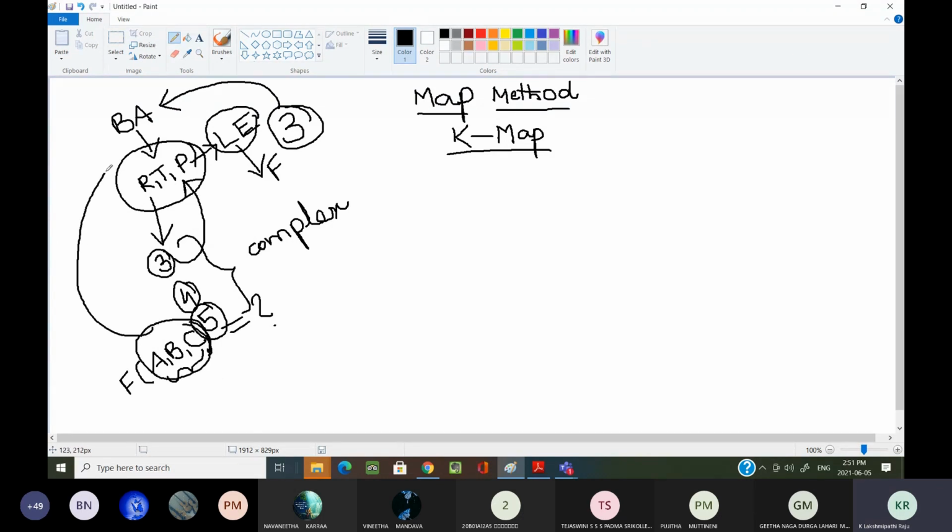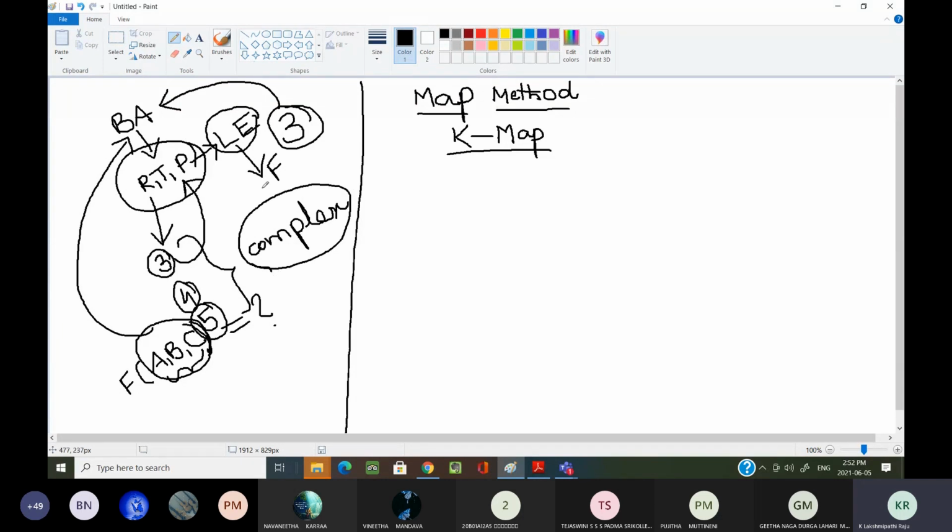Up to 3 variables, you can easily simplify your logical expressions using Boolean algebra rules and postulates. But here also you have to remember all the rules, theorems and postulates, and remembering is somewhat difficult. One more difficulty is that if the number of variables increases, the expression becomes complex, and you have to simplify it carefully.